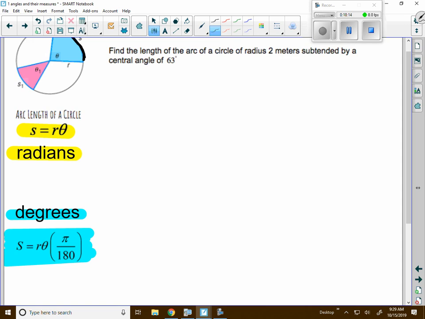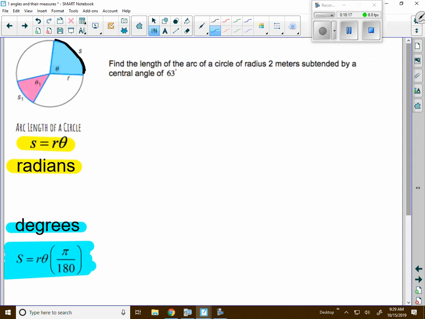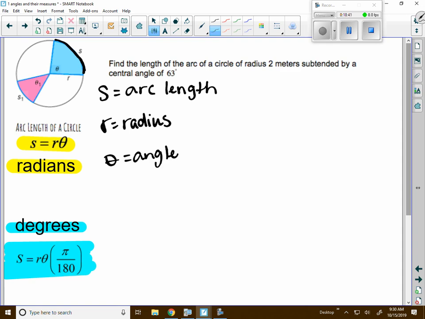Okay, so let's go ahead and do this first one. I'm going to break down what each letter is for you. S is just the arc length. We use S to note arc length. R is the measurement of the radius that you're given. And theta is your angle. Now you're going to notice theta is in our degree equation and it's in our radian equation. So depending on what you're given, you have to choose which formula.